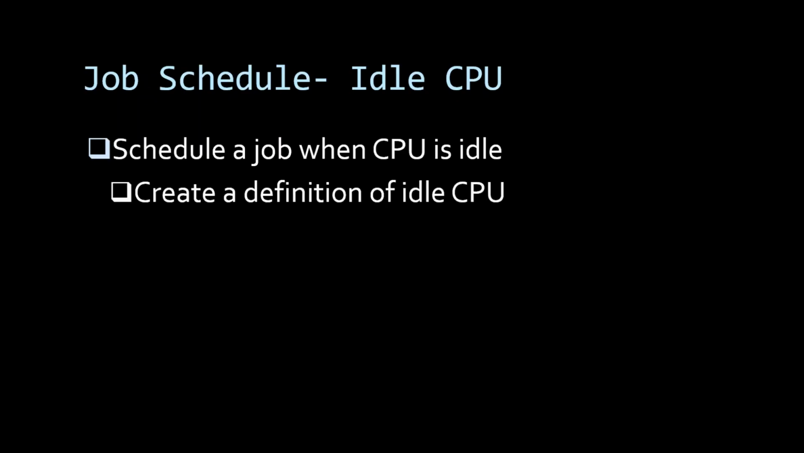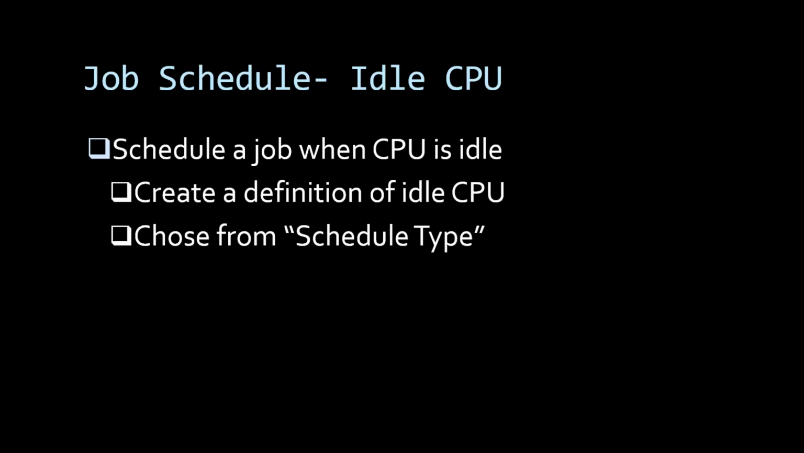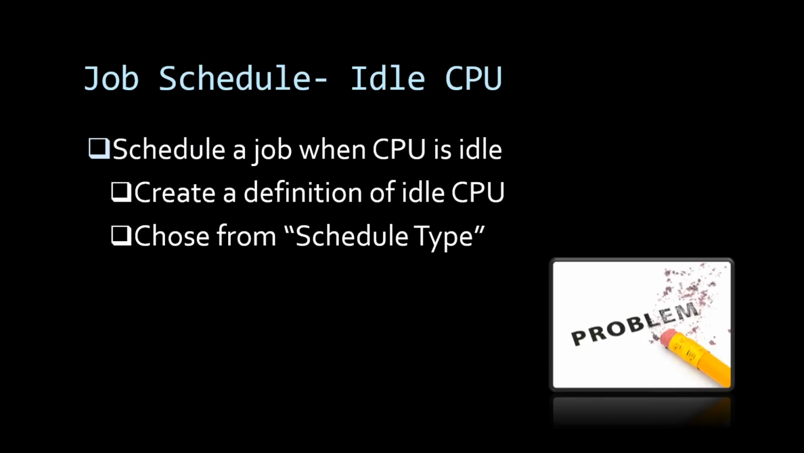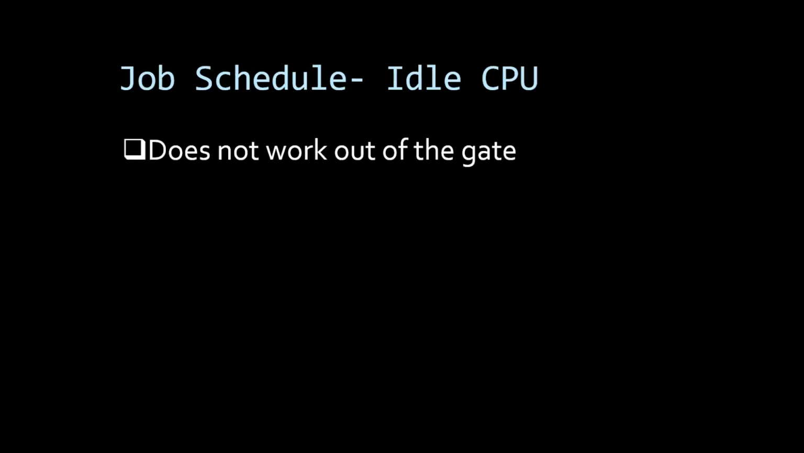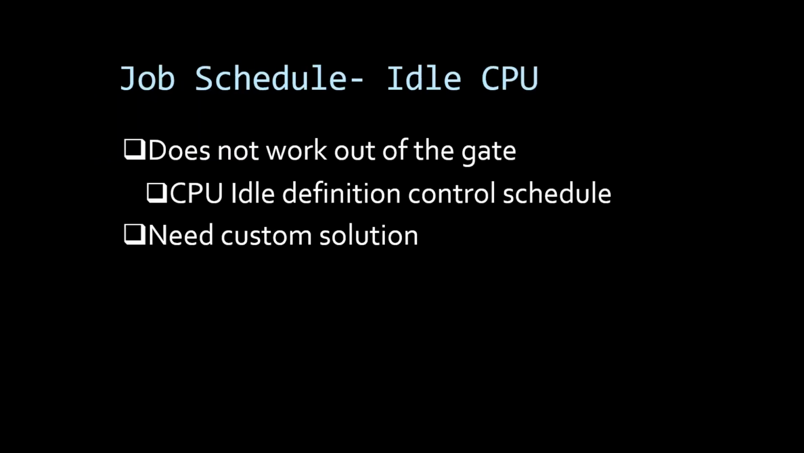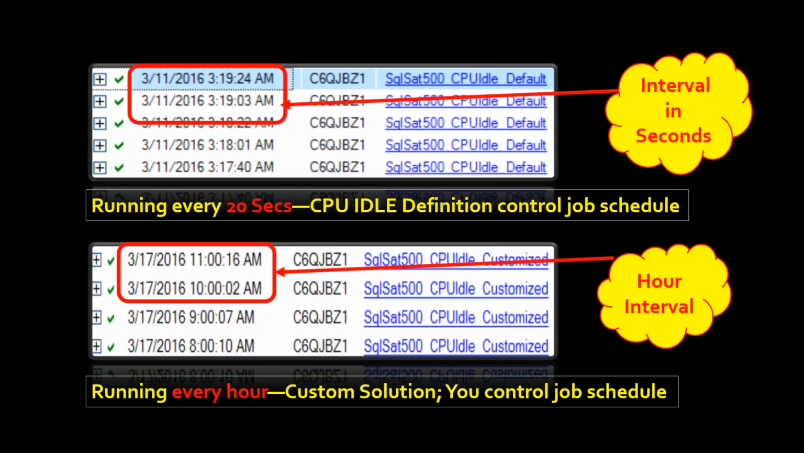So to do this, first you create a definition, and once you create an idle CPU definition, on your job schedule you will see a new item under your schedule type, and you can pick it from there, and we'll see it in action. But again, there's a problem, and the problem is it doesn't work out of the gate, and I'll just show you in this picture.